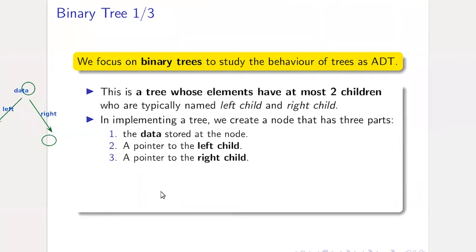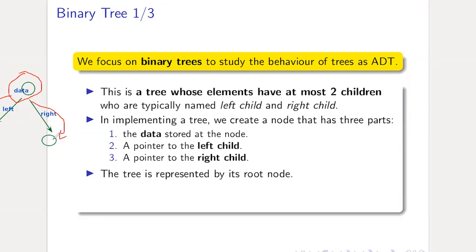So moving forward, the whole tree we represent by a single node, which is the root node, because once we give the root node, we will be able to find all the other nodes starting from there. We can keep on going down the tree. So giving the starting point is good enough.